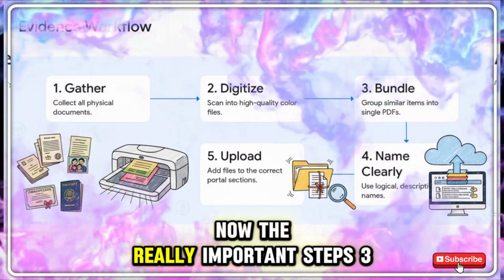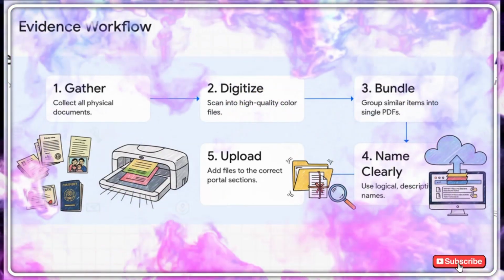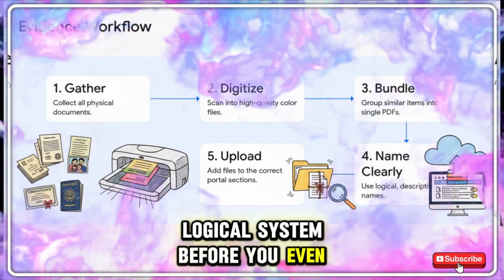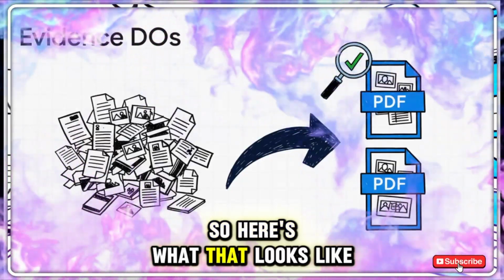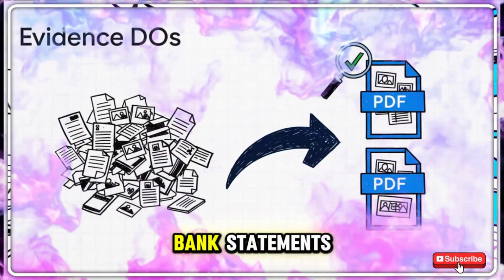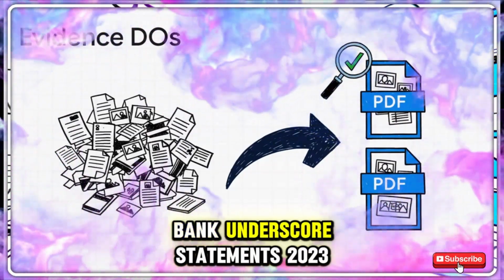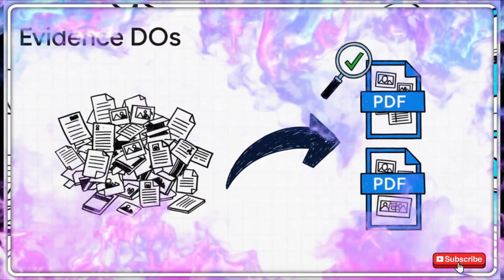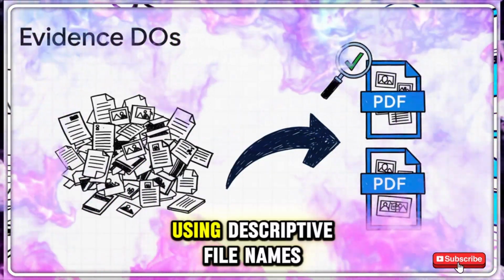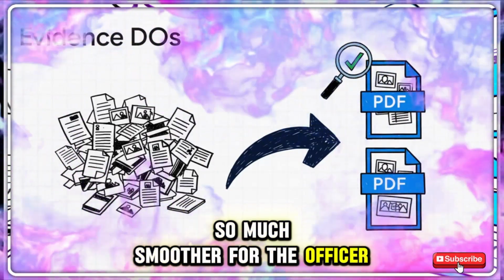Now, the really important steps. 3, bundle similar things into single files. And 4, name those files with a clear, logical system before you even start uploading. So here's what that looks like. You bundle things that make sense together. Take a whole year of bank statements and put them into one PDF called joint_bank_statements 2023. Take all your photos and put them into one file, maybe with a few captions. Using descriptive file names just makes the whole review process so much smoother for the officer.